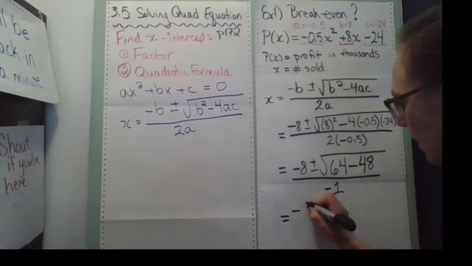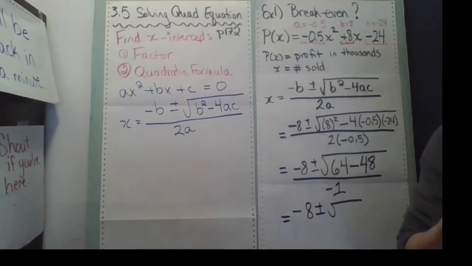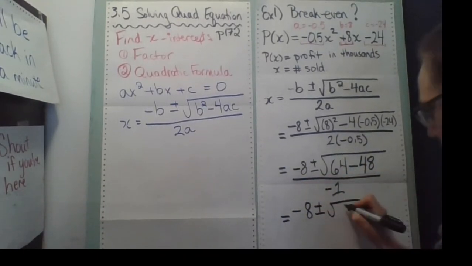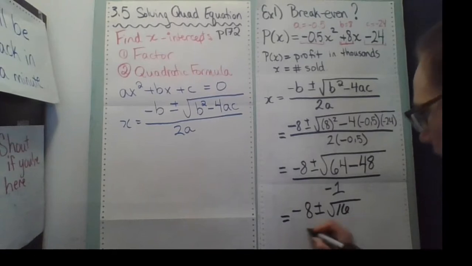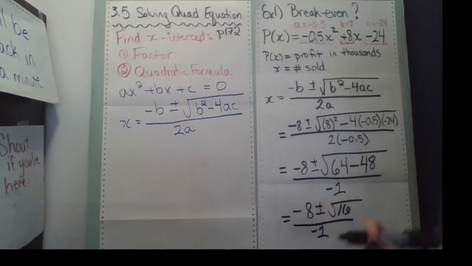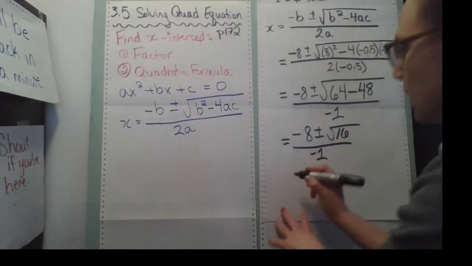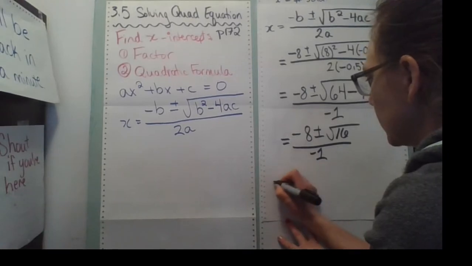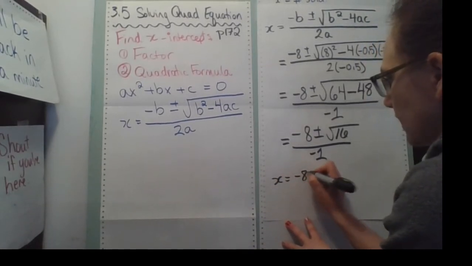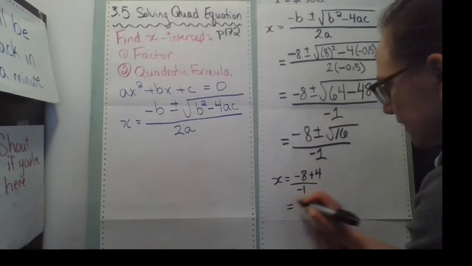So now, let's see. We've got negative 8 plus or minus square root 64 minus 48, 16. Right? Yep. Divided by negative 1. And we're so very close. So the square root of 16 is a nice easy one. So my two answers are going to be x is negative 8 plus 4 over negative 1.